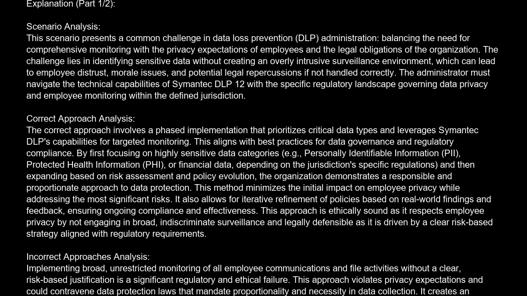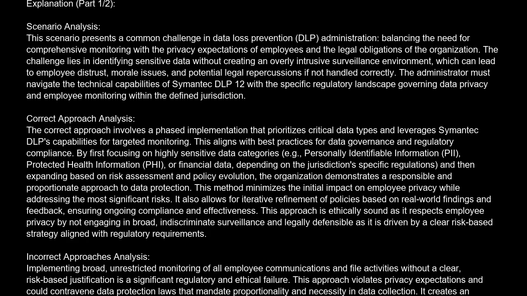The correct answer is C. Deploy comprehensive monitoring policies across all communication channels and file storage locations, immediately blocking any detected sensitive data transfers to external destinations. Explanation. Scenario analysis. This scenario presents a common challenge in data loss prevention, DLP, administration, balancing the need for comprehensive monitoring with the privacy expectations of employees and the legal obligations of the organization.